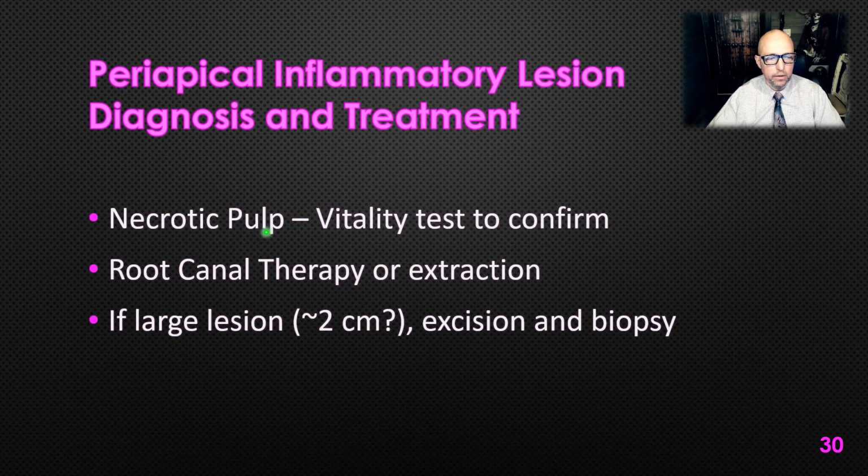Vitality test to confirm a necrotic pulp, always root canal therapy or extraction. If it's large, it's not going to go away. So if it's more than 2 centimeters, it's going to require excision. Whenever you excise some suspected pathology from a patient, it should be biopsied.